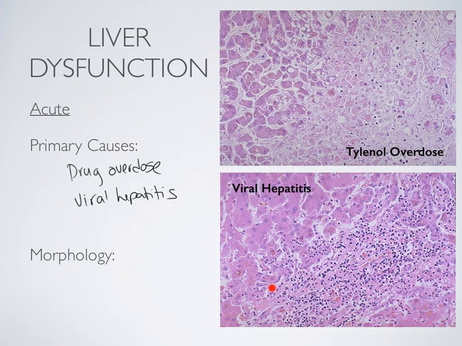With viral hepatitis, you see an inflammatory response. What kind of cells do you think these are? We're talking about a viral infection. I think I heard it over here. Someone said T cells. So remember, your cytotoxic T cells are responsible for killing virally infected cells. So you have a massive influx of T cells.